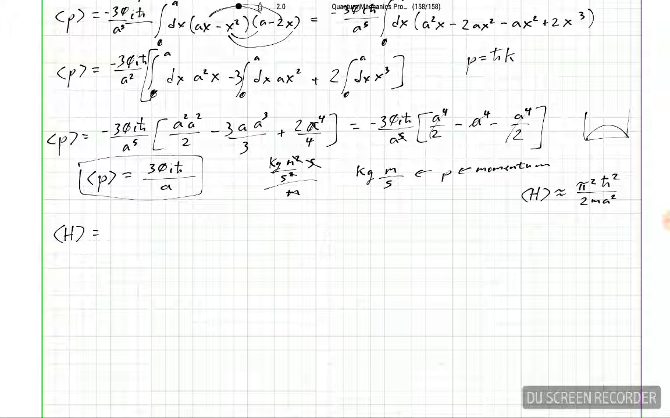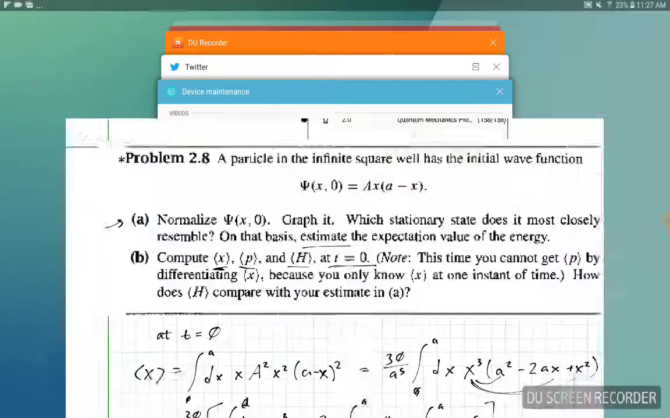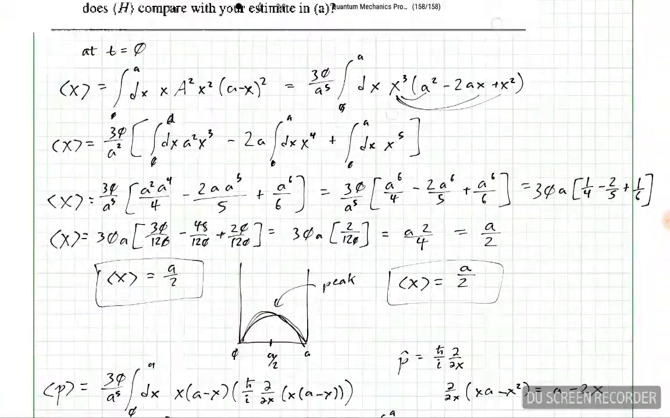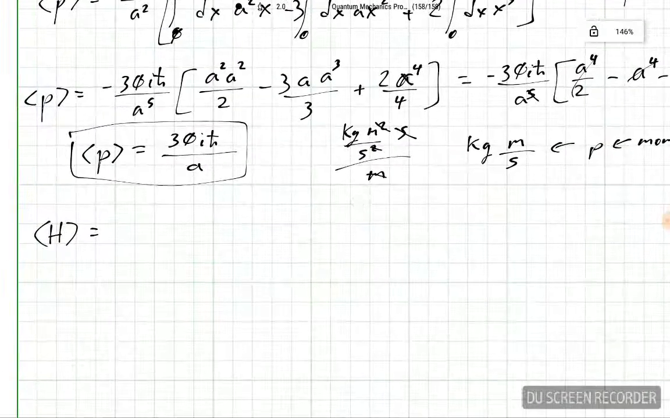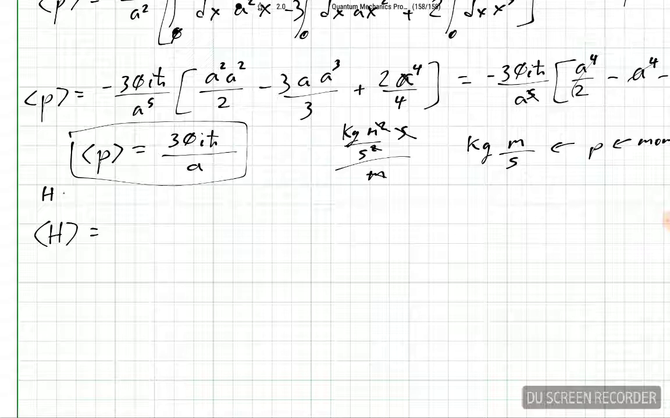So our expectation value of our Hamiltonian, our energy, which by the way, our Hamiltonian is just our kinetic energy plus our potential energy. Inside our potential well, we don't have any potential energy. The sides of the well are infinity. That's how our particle is bound.